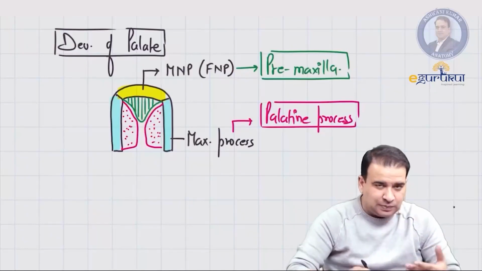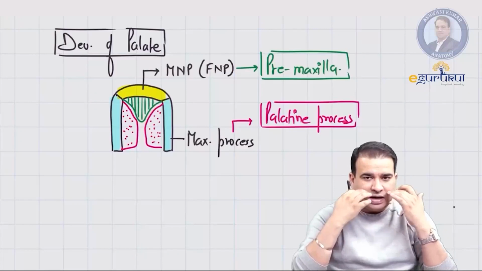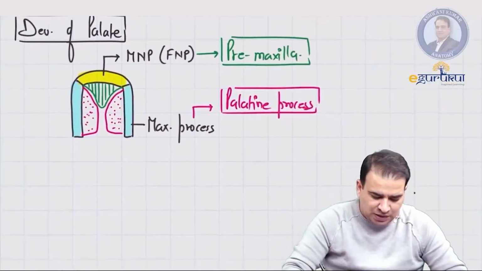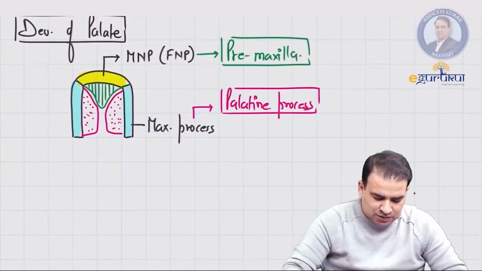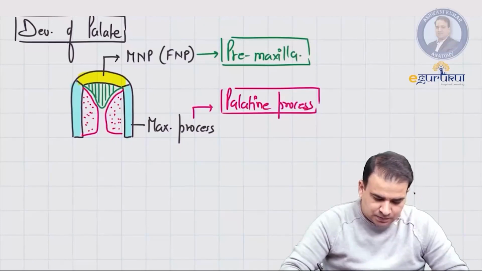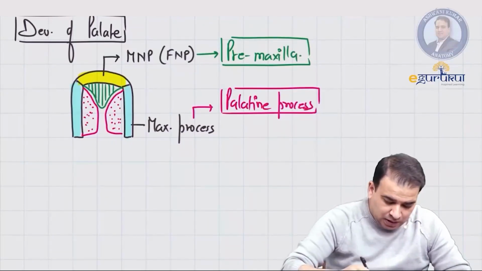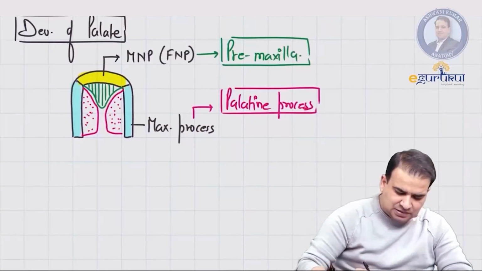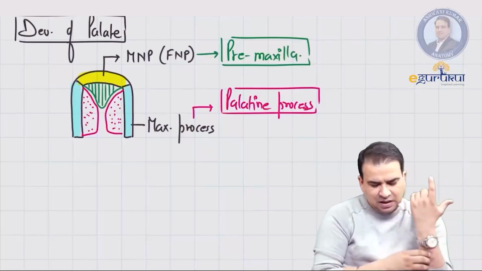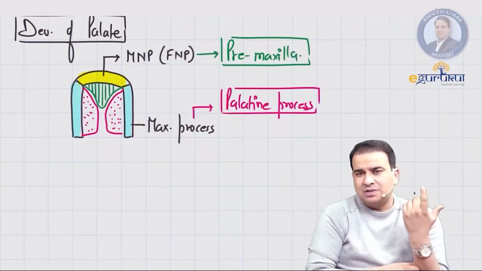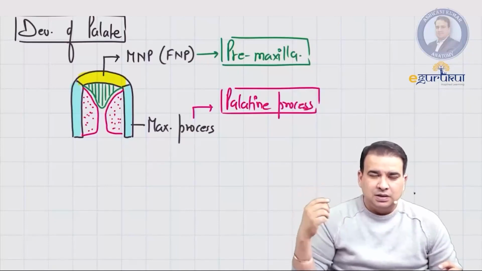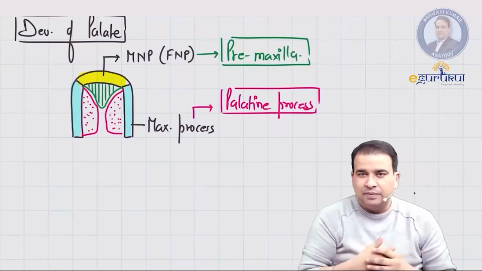So the frontonasal process and the maxillary process, whatever is giving rise to the upper lip, the same is contributing to the formation of the palate also. So the premaxilla and the palatine process both of them will give rise to the palate. But what exactly is coming from the premaxilla? Well, obviously, the palatine process is the larger process, and it will form the maximum part of the palate. Even the main palatine bone will come from this palatine process.